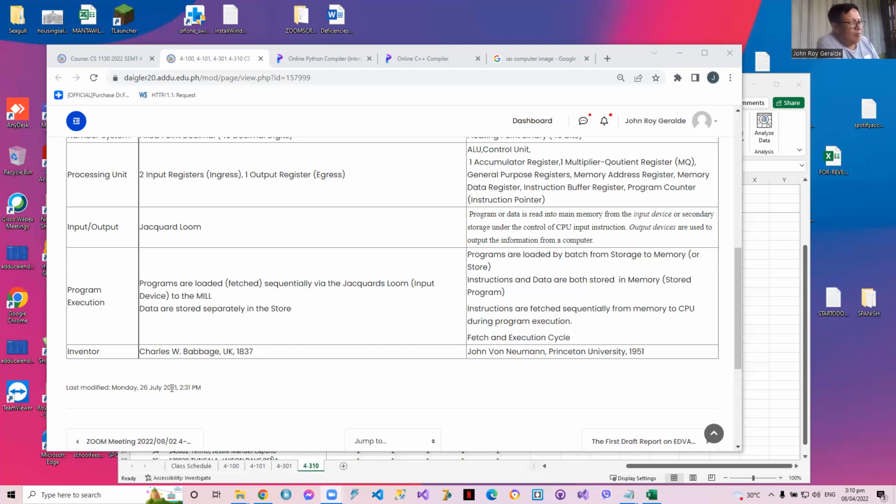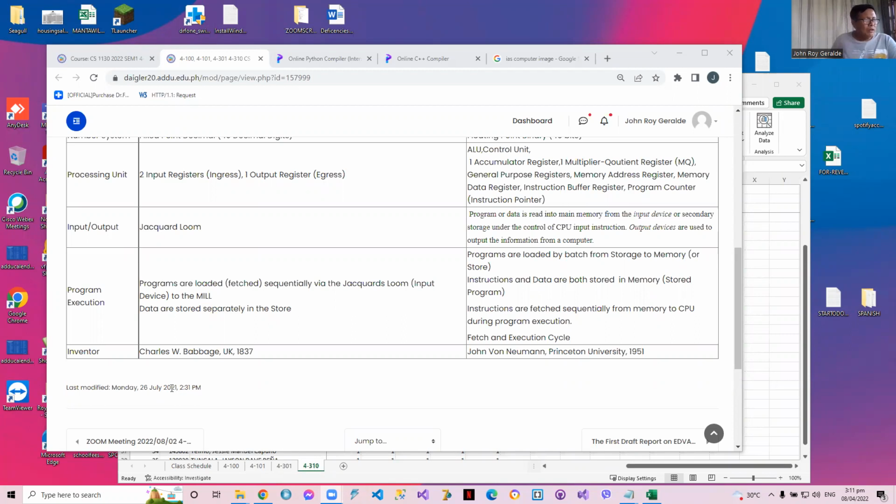Instead of processing data one by one from the hard disk, let us store the program first as a whole, by one batch, from the storage device to the memory. Okay? Do you follow? Store that in. Once it's transferred to the memory, it is then processed command per command. So in this case now, instructions and data are both stored in memory. Unlike in the Harvard architecture where data is in the memory and program is in the loom or in the input device. Do you get my point?